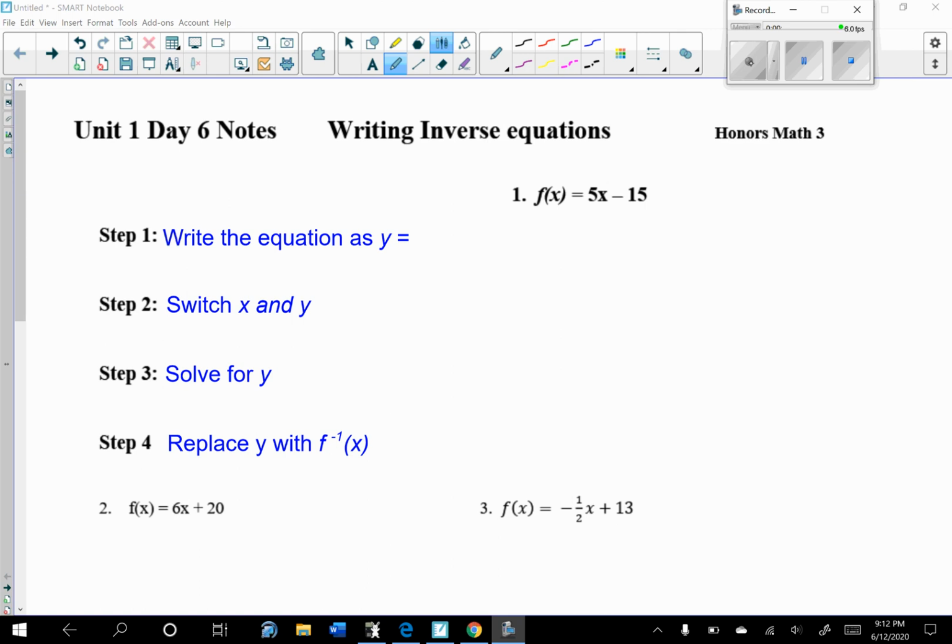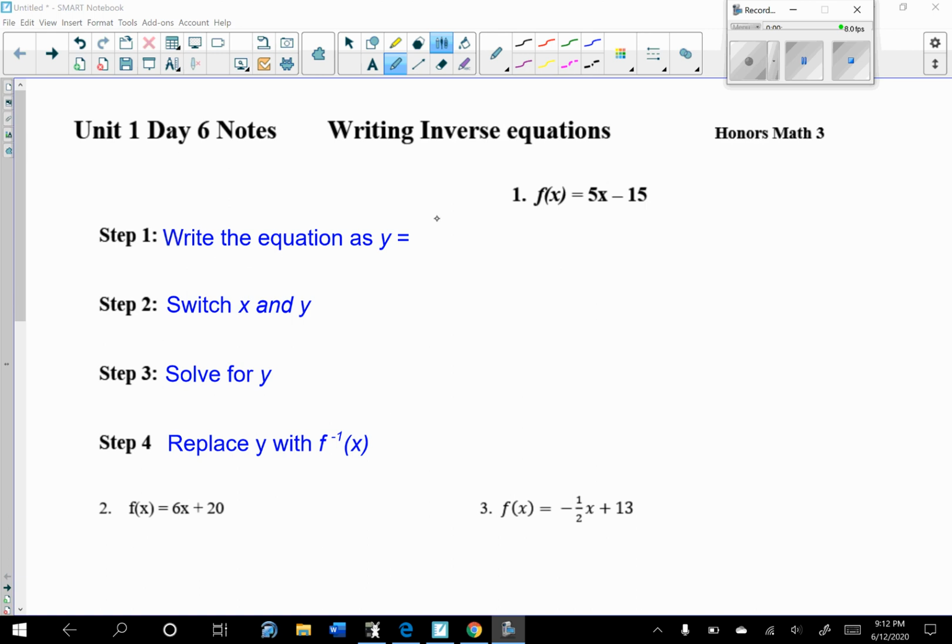Writing inverse equations. For the past few days, we've been doing inverse equations and switching our x and y values from a table and then using that to help us graph. The same idea applies when you're writing the inverse equation. So step one, write the equation as y equals.